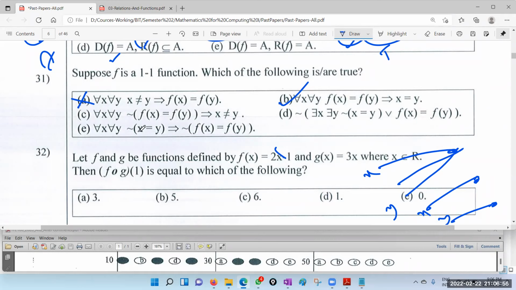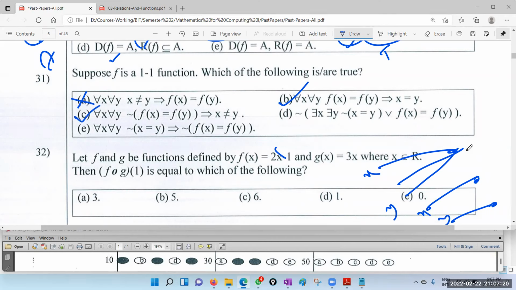This is the square bracket. When fx is not equal to fy, x must not equal y. That is correct, right? So then it is one to one. Yes, if fx is not equal to fy, that means x is not equal to y. Yes, that is correct, right? For one to one.